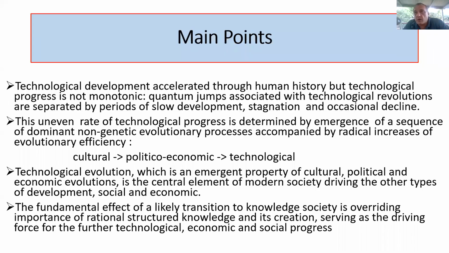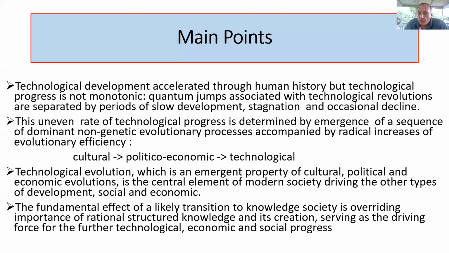Okay, let's try to summarize the main points. Technological development of mankind wasn't monotonic. It had some leaps, some jumps, revolutions, separated by lengthy periods of technological stagnation and occasional decline. This uneven pace of technological progress is determined by the emergence of a sequence of evolutionary processes, and each new evolutionary process appears to be much more efficient and much faster than its predecessors.